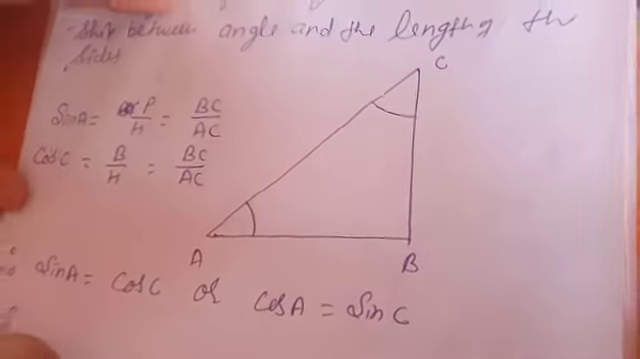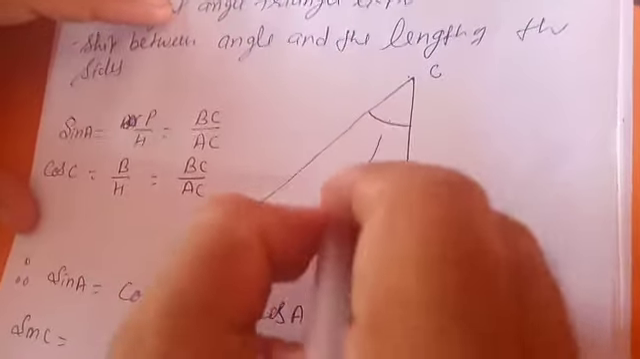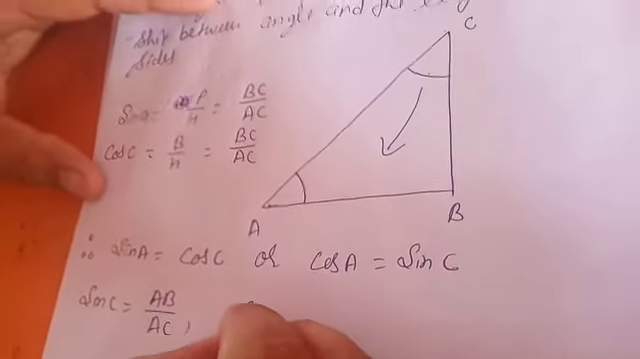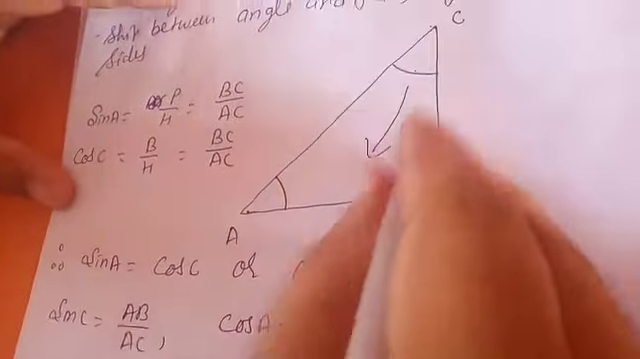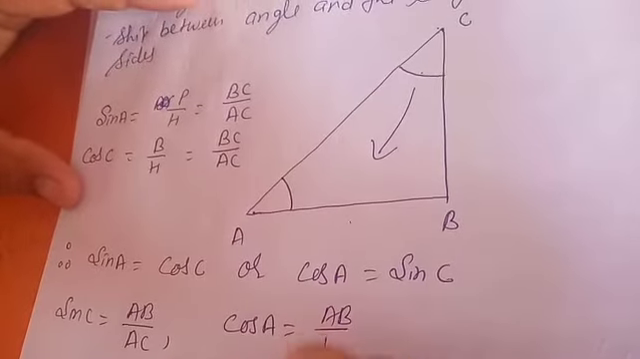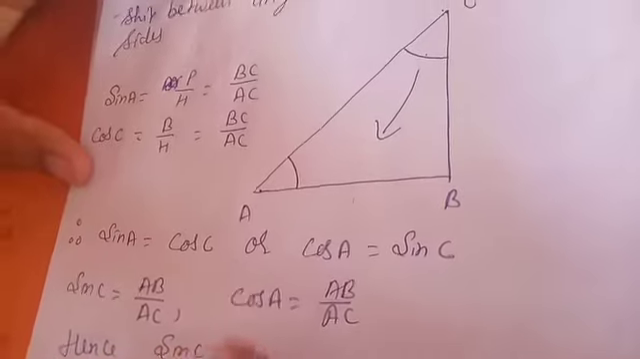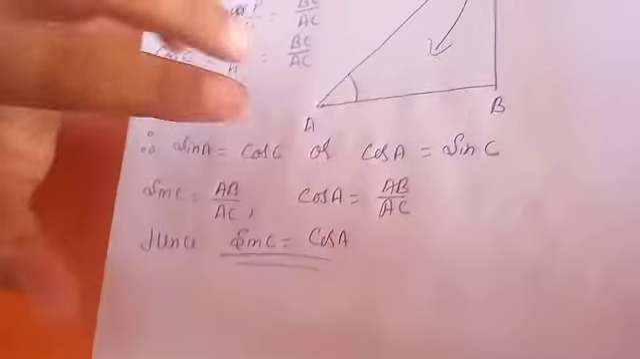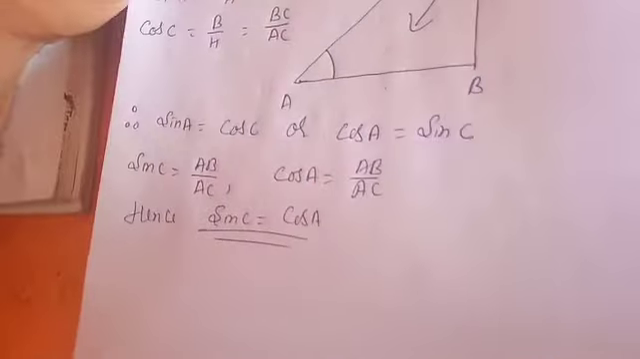How can we find out sin of C? C is this, so opposite is this, AB by AC. What's your cos of A? Cos of A means base by hypotenuse, AB by AC. Hence sin of C is equal to cos of A. In this way you can find out the remaining relations also. Just I want to tell about this, later on we can discuss.